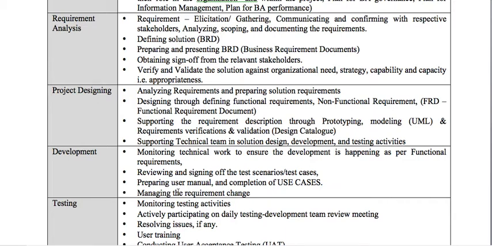Then we are talking about the development phase. Your role primarily will focus on monitoring the technical work to ensure the development is happening as per the functional requirements. And if there are any queries or concerns, you may address those queries and concerns. And also if it is required for you to communicate with the stakeholders, you may help the technical team to get those particular details.